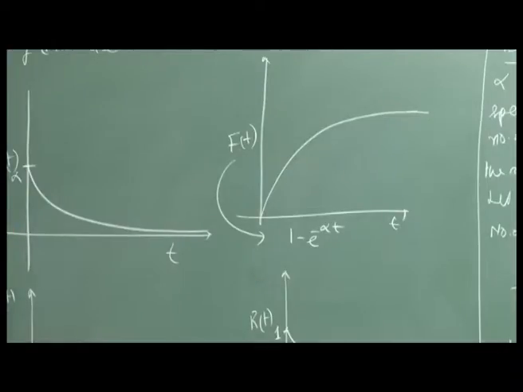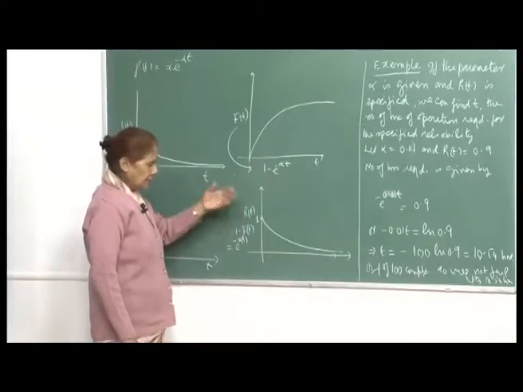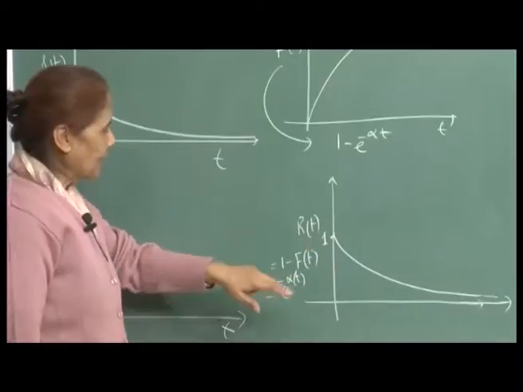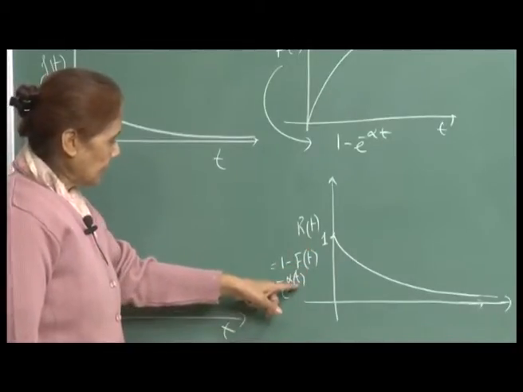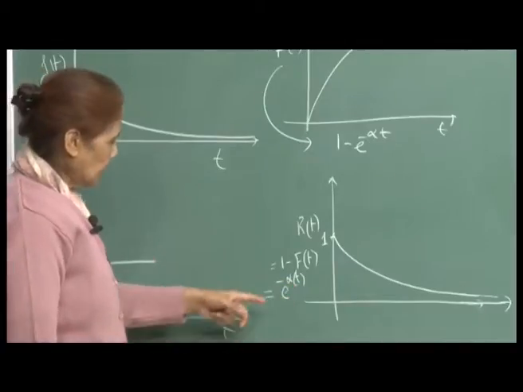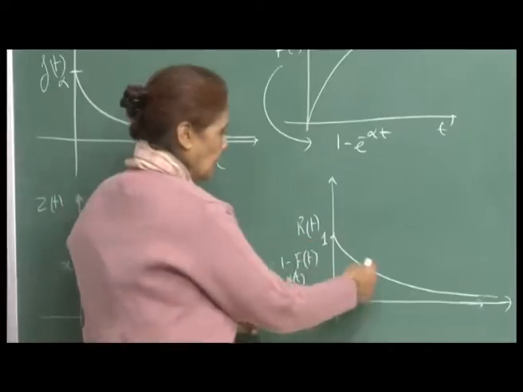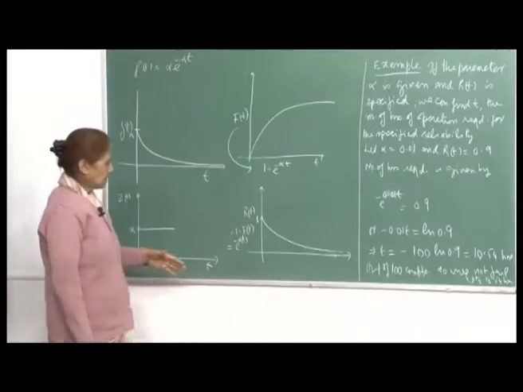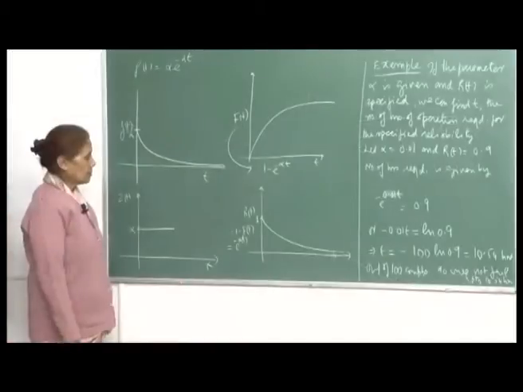And then your R(t), the reliability function, which is 1 minus F(t), and therefore this is equal to e raised to minus alpha t. Here again, at t equal to 0, the value will be 1, and then it will go down as t goes to infinity. So the reliability goes down as t goes to infinity.